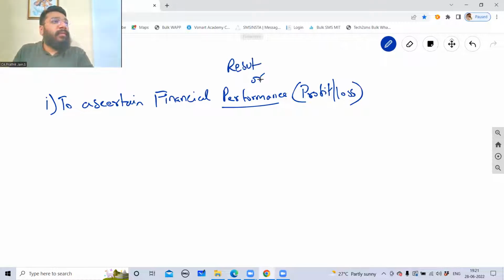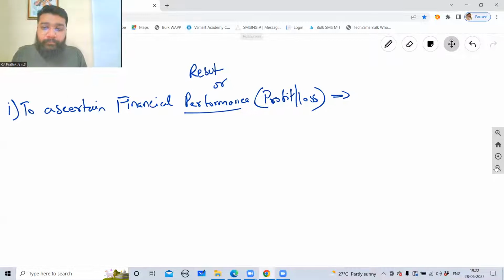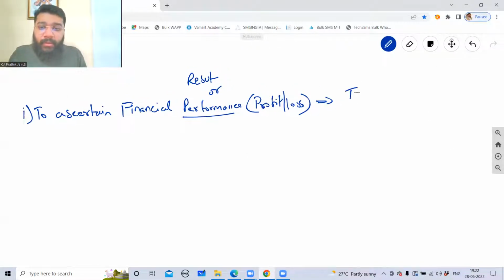As a student, guys, what is the result that you get? Can I say in form of a report card? Hello? So as a student, you work throughout the year, you give exams. So finally, your result should be good. That is the expectation with which you prepare, right? So result for you, that is report card. Here the result is not only trading and P&L account, it is trading and P&L put together, which we call as financial statement. I'll tell you what it is. So to ascertain the financial performance or result, that is to know the profit and loss, we prepare trading and P&L account.